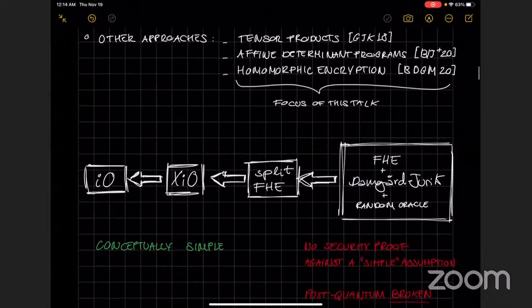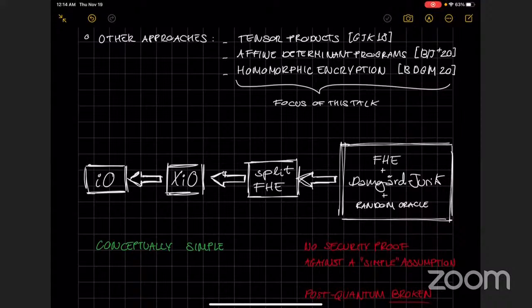One of the most interesting features is that it is, at least conceptually, a very simple framework. The paper is actually quite short and can be understood without a lot of knowledge of the area. Unfortunately, on the more negative side, the paper did not present any security proof under any simple assumption in the standard model.